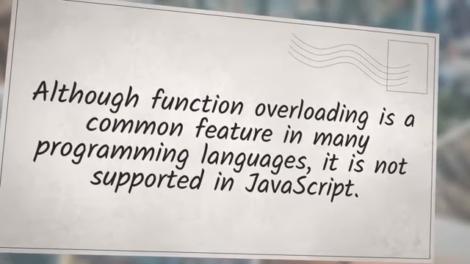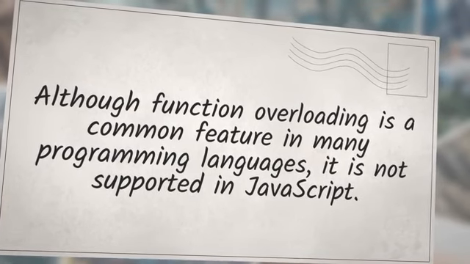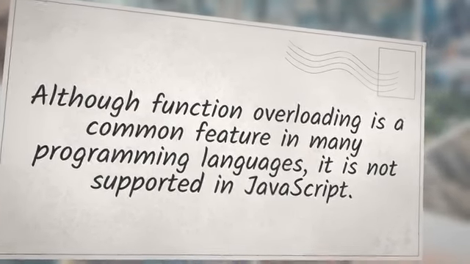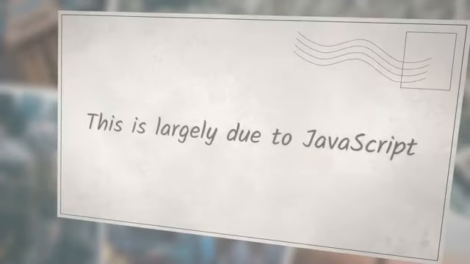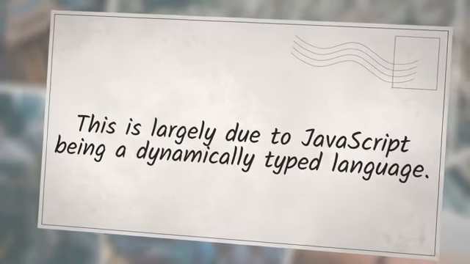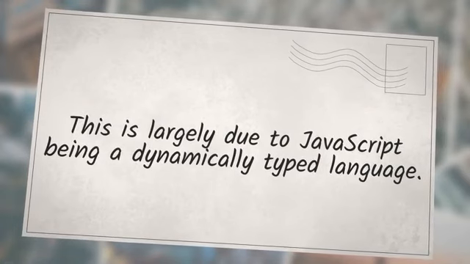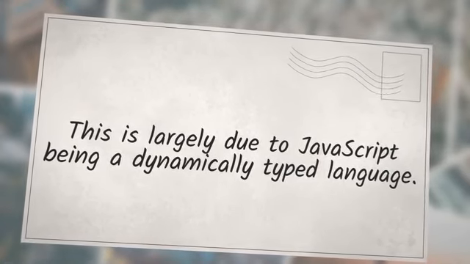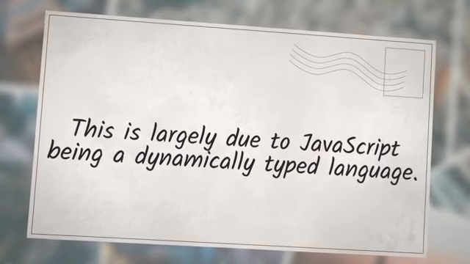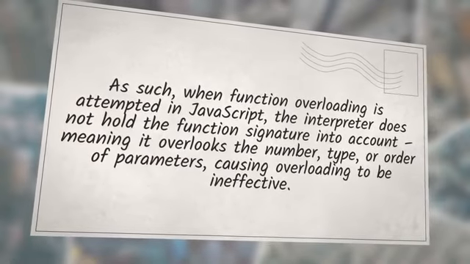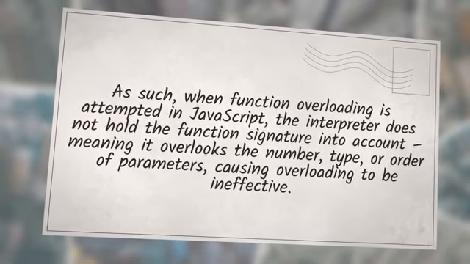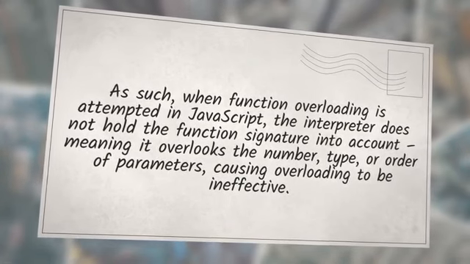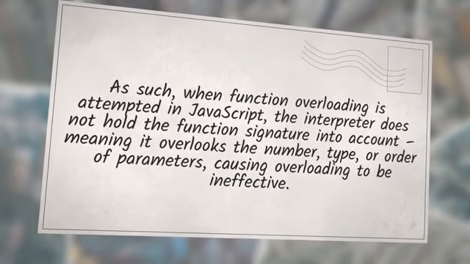Although function overloading is a common feature in many programming languages, it is not supported in JavaScript. This is largely due to JavaScript being a dynamically typed language. In other words, JavaScript only decides on the types, values, and function calls during the program's execution or runtime, not while the code is being compiled. As such, when function overloading is attempted in JavaScript, the interpreter does not take the function signature into account, meaning it overlooks the number, type, or order of parameters, causing overloading to be ineffective.